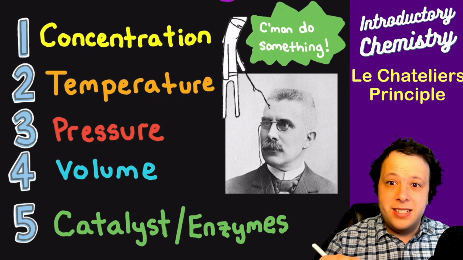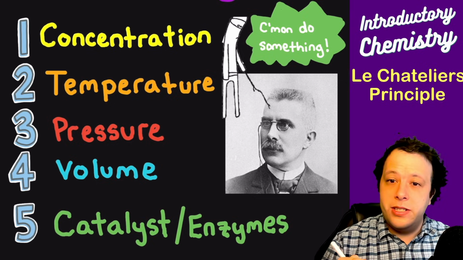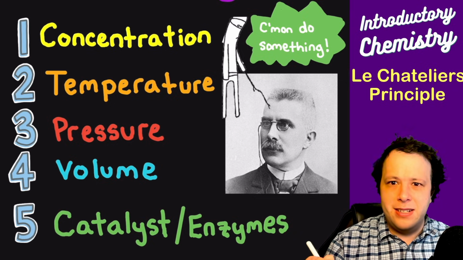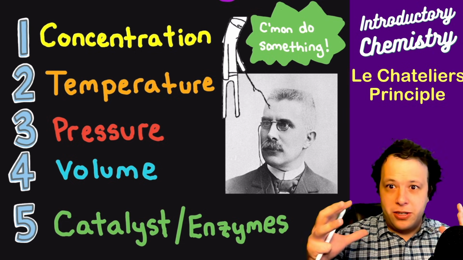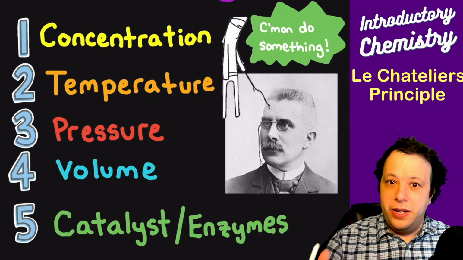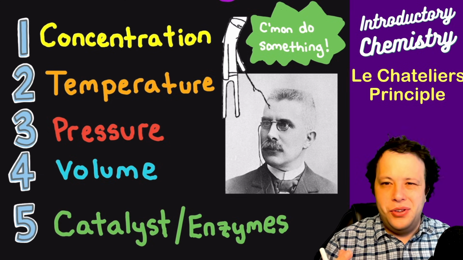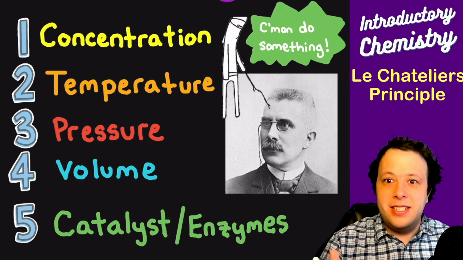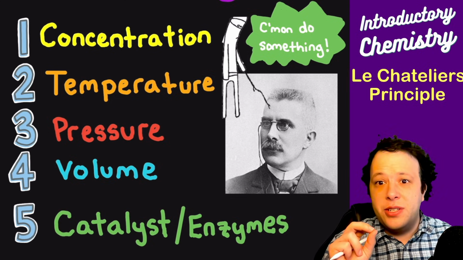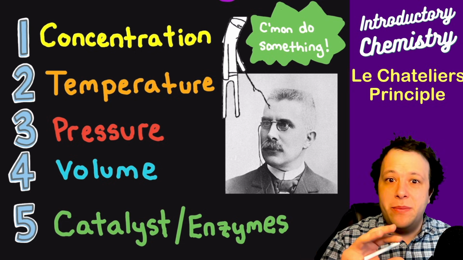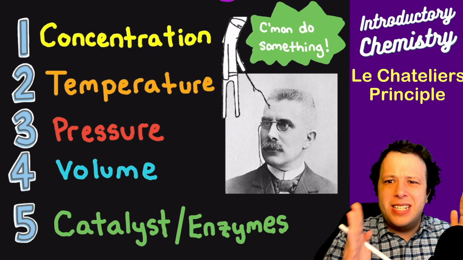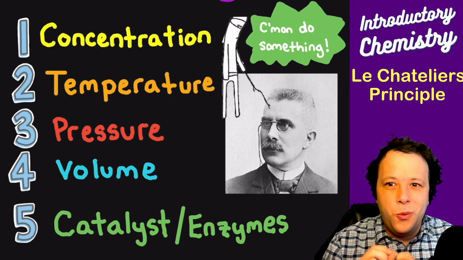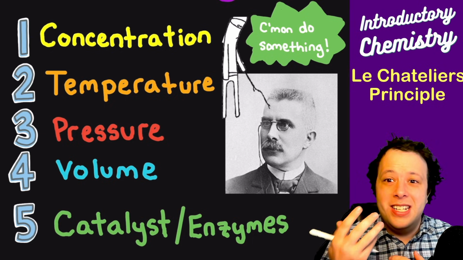It's mainly concentration, so how many moles of your reactant or product are in the system, how hot or cold it is, the pressure and volume, so how big or small the container is. And then when you add a catalyst or an enzyme to the mixture, that's going to spawn a change as well. We're going to look at how each one of these affects the reaction and how we can shift this reaction one way or another. So let's take a look.